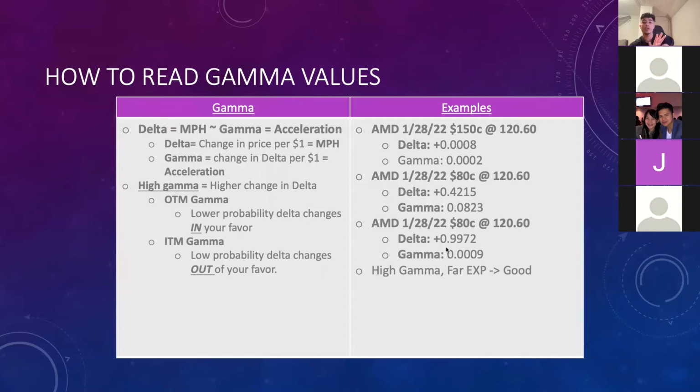So when you're looking for a long-term contract, like let's say you wanted to play Apple calls 2 years from now, you want a contract that has a high delta, and then you want a contract that has a low gamma, because what that means is that your contract is going to retain its high delta and retain its low gamma.